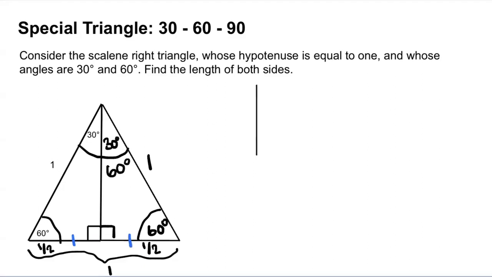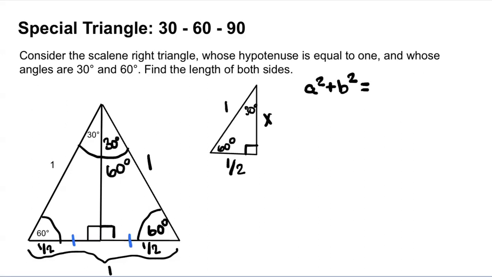So I'm just going to redraw the triangle right here so that it's easier to see. This is our original triangle with the 30 up here, 60 right here, 1. But we now know that this is 1/2, and so now we only have one unknown. Found the length of one side, and now let's find the length of the other. We're going to use our Pythagorean theorem. A squared plus b squared is equal to c squared, and we're going to have x squared plus 1/2 squared is equal to 1 squared.